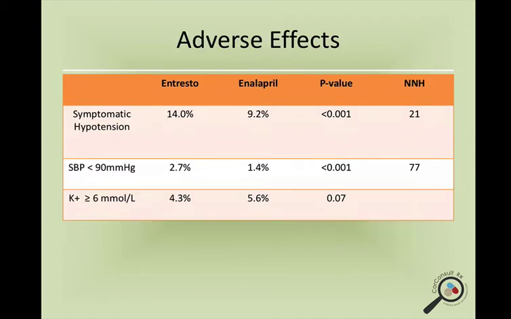Adverse effects were pretty similar. The ones that stood out: symptomatic hypotension was more prevalent in the Entresto group. In this case, number needed to harm was 21. So patients that are on Entresto definitely need to be monitoring their blood pressure on a daily basis. And there were some patients who even got to a systolic blood pressure of less than 90. In this case, number needed to harm was 77.